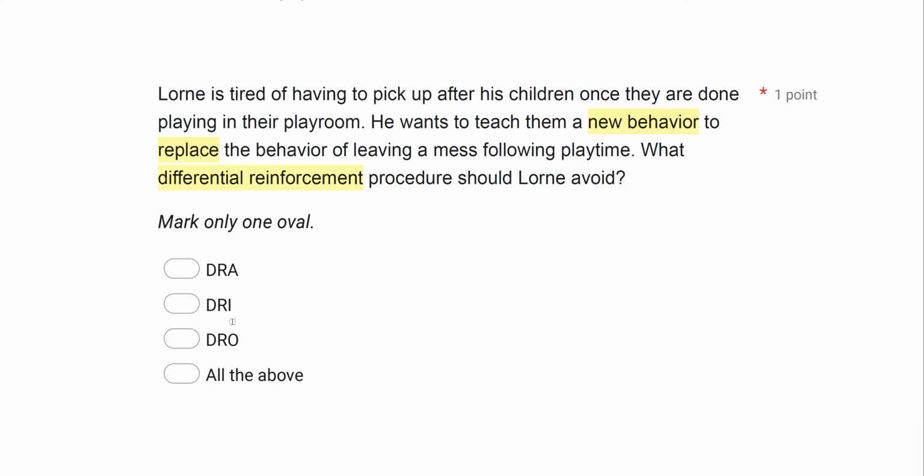Is it DRI, differential reinforcement of incompatible behaviors? Again, no. A DRI is just like a DRA, except the replacement behavior has to be incompatible with the old behavior. So what we have left is our DRO, differential reinforcement of other behavior. And with the DRO, we're not teaching a replacement. We're simply reinforcing in the absence of the old behavior. And so if Lauren wants to teach a new replacement behavior, he's going to want to avoid a DRO, because a DRO is not going to teach a replacement. It's only going to reinforce for a behavior not happening.